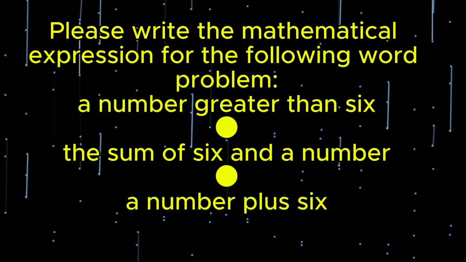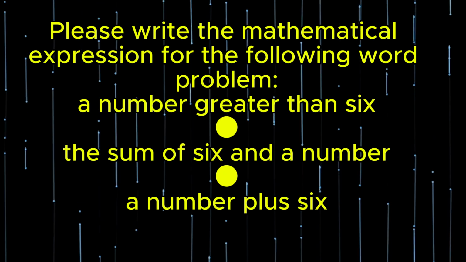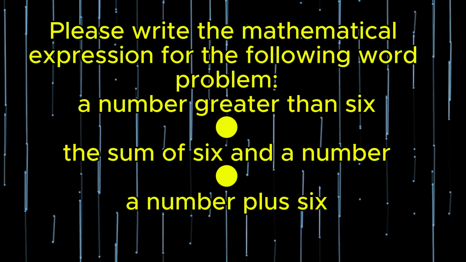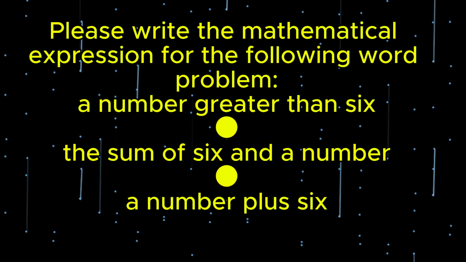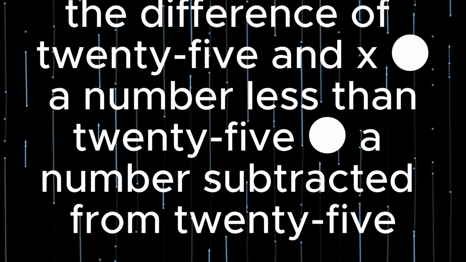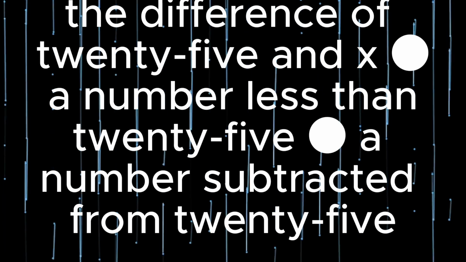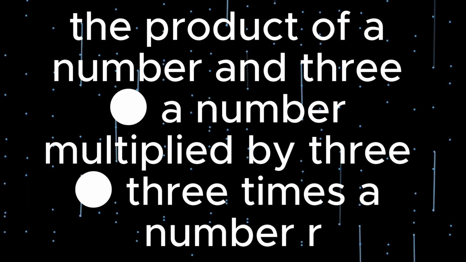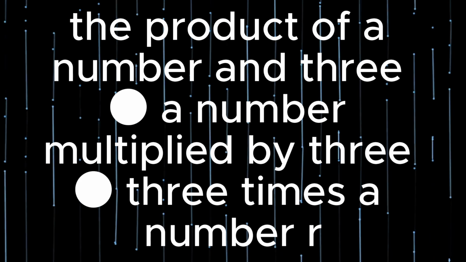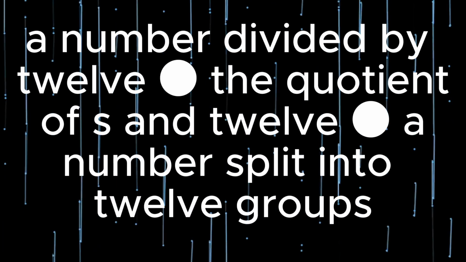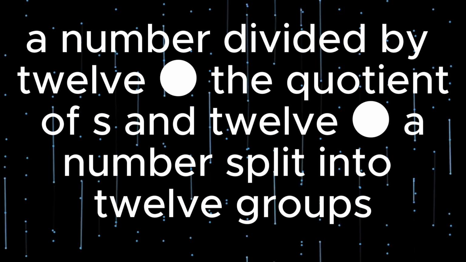Please write the mathematical expression for the following word problem. A number greater than 6. The sum of 6 and a number, plus 6. The difference of 25 and x, a number less than 25, a number subtracted from 25. The product of a number and 3, a number multiplied by 3, 3 times a number. A number divided by 12, the quotient of s and 12, a number split into 12 groups.